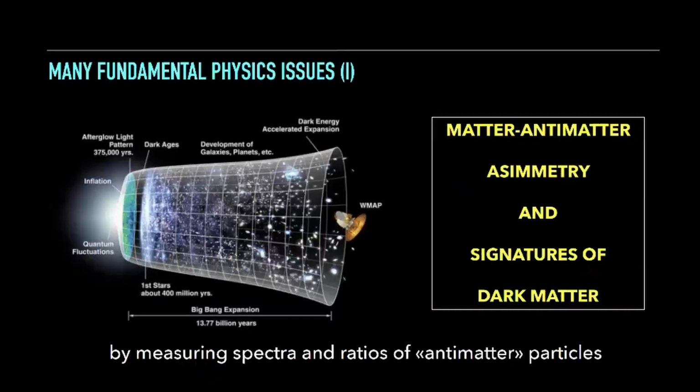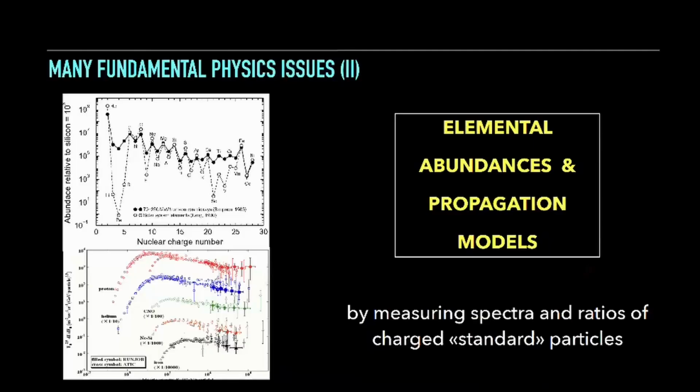So what are the fundamental issues of physics that we want to pursue? I will concentrate, of course, on the most important ones. The main topics are solving the problem of the matter-antimatter asymmetry existing currently in the universe and the signatures of dark matter. These are, of course, the hottest topics in particle physics and astroparticle physics, also cosmology. And we are also interested in the elemental abundances of cosmic rays in general and the way they propagate from the source towards us.